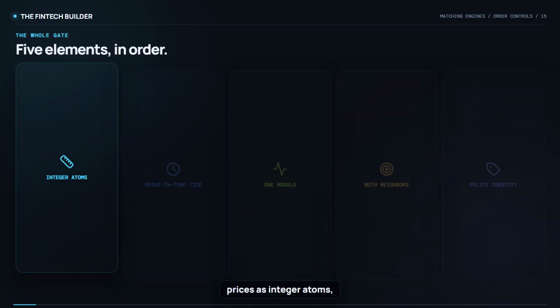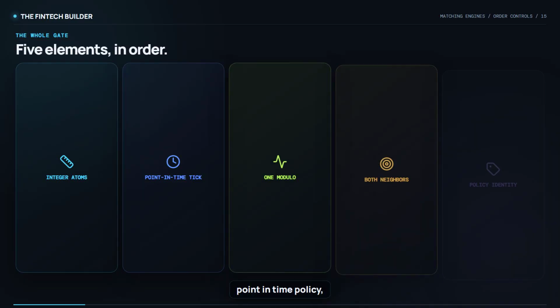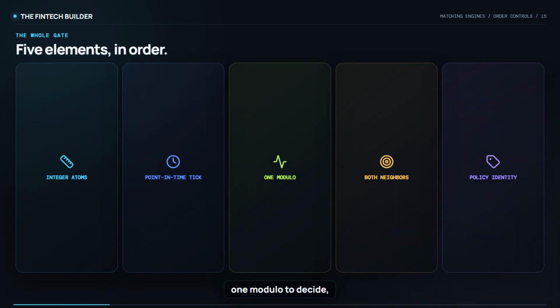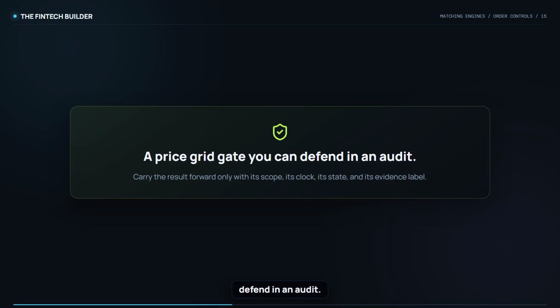So, prices as integer atoms, a tick resolved upstream by a point-in-time policy. One modulo to decide. Both neighbors returned when the answer is no, and the policy identity retained so the ruling can be reproduced. That is a price grid gate you can defend in an audit. Carry the result forward only with its scope, its clock, its state, and its evidence label.